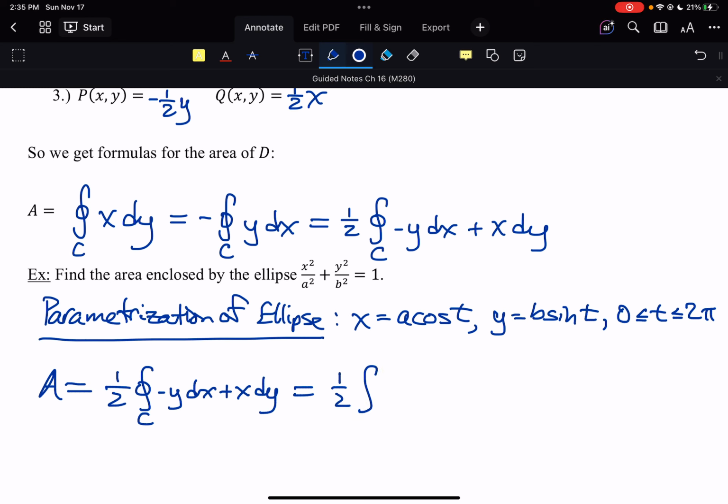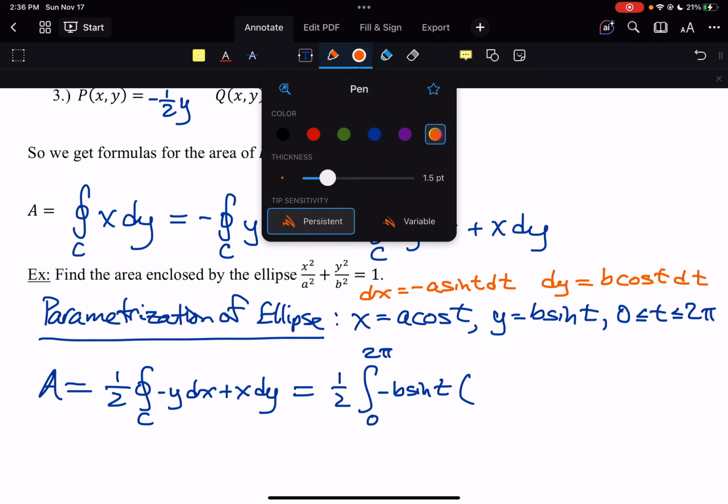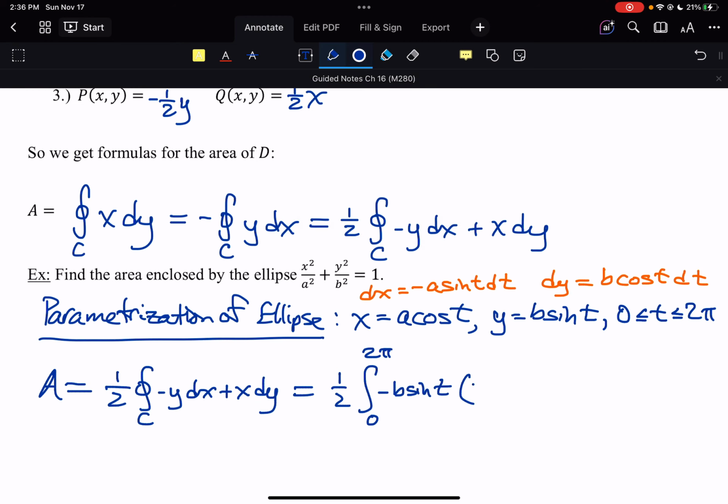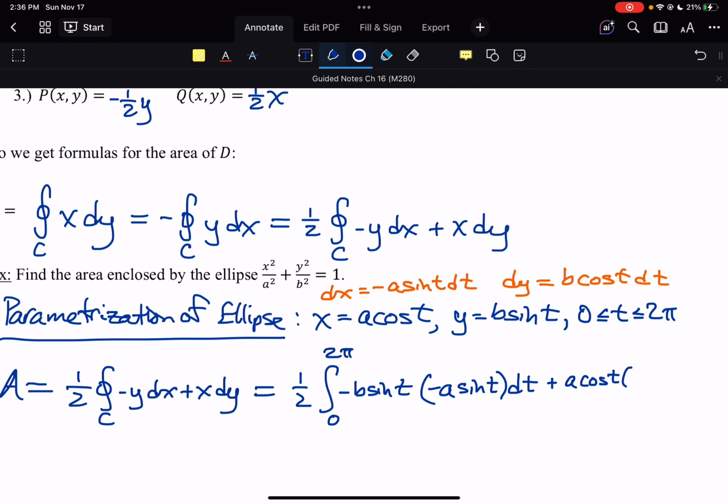So we have 1/2 integral from 0 to 2 pi, negative y, so that's negative b sine of t, dx. So let me color coordinate here. So dx is going to be negative a sine of t dt. And then similarly, dy is going to be b times cosine of t dt. So that's negative y dx, so negative a sine of t dt, plus x dy, so that's going to be a cosine of t times b cosine of t dt.